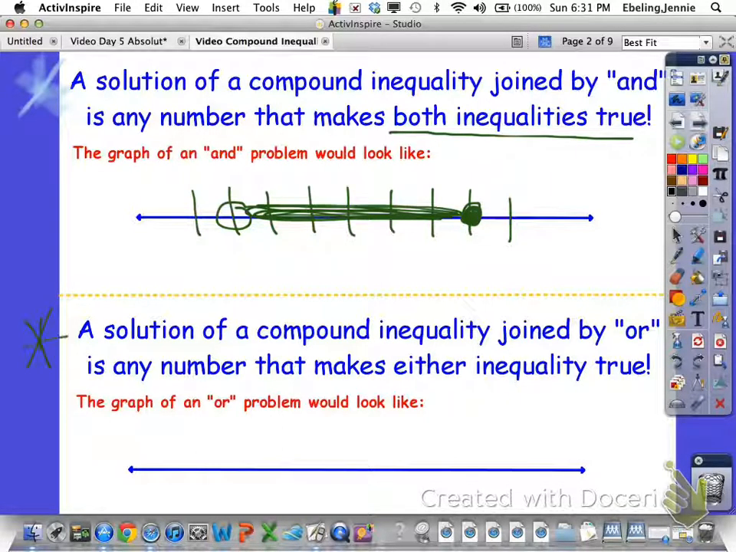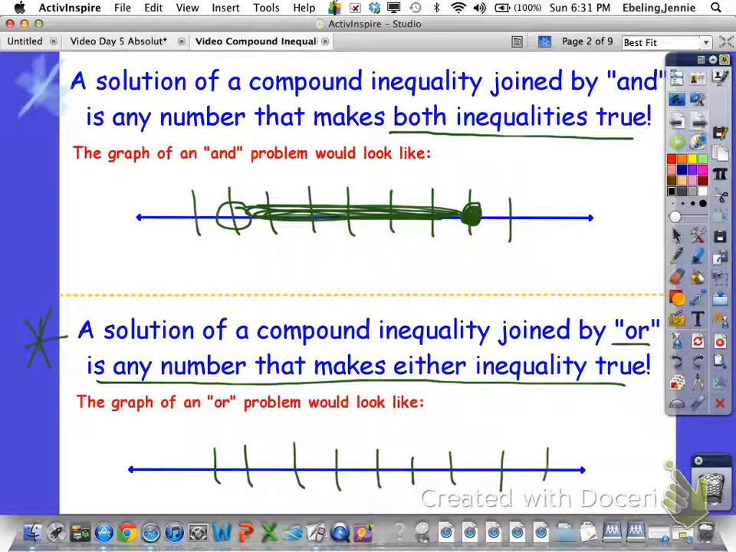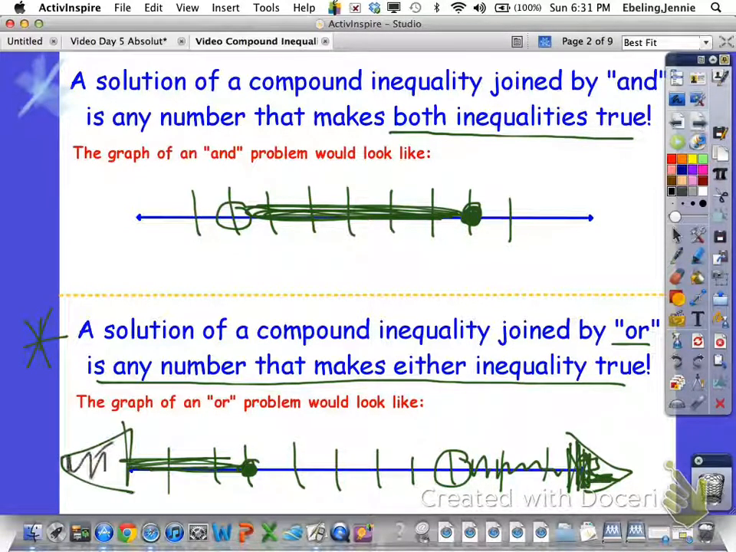A solution of a compound inequality joined by the word "or" is any number that makes either inequality true. And a solution to this could look like, let me throw in some tick marks there, usually graphs that are going in opposite directions. They can have open or closed circles just like regular inequalities, but then they can go in opposite directions.